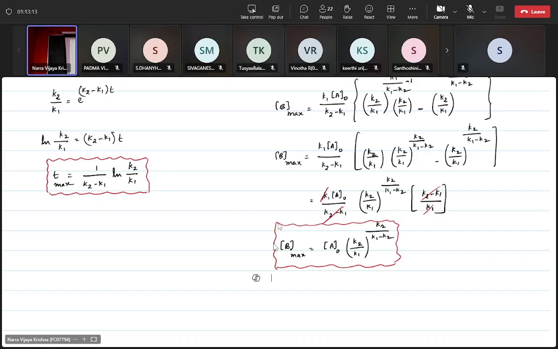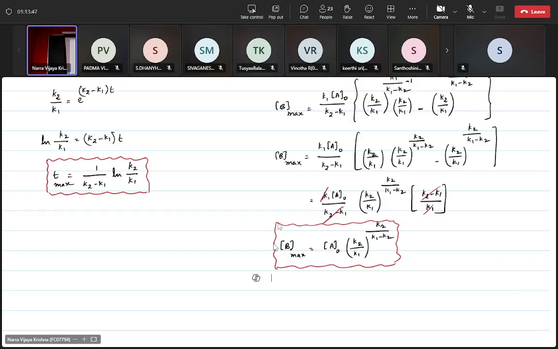If K1 is far greater than K2, what happens to the power? So K2 by K1 power K2 by K1. Right? K1 is higher, so the denominator is high. What about the K2 by K1 value? It approaches 0. Correct or not? Means the total term approaches, nothing but approaches A naught.